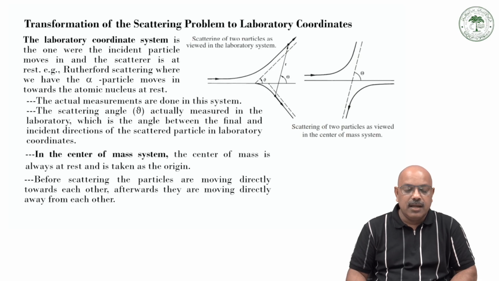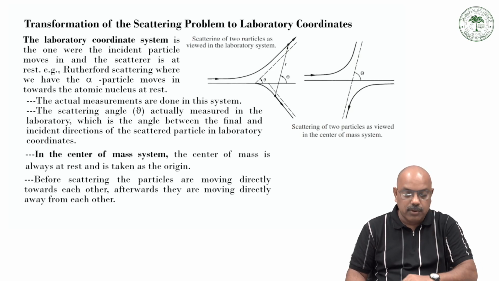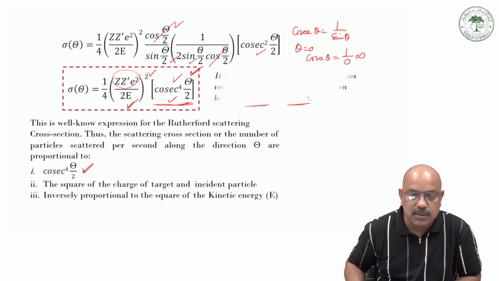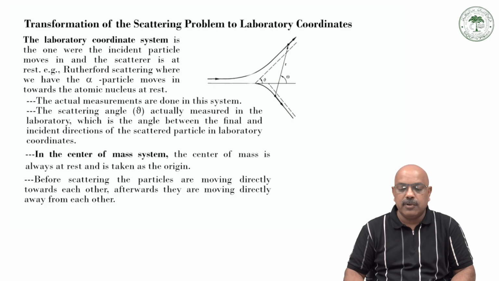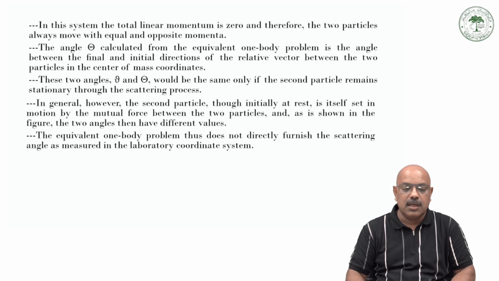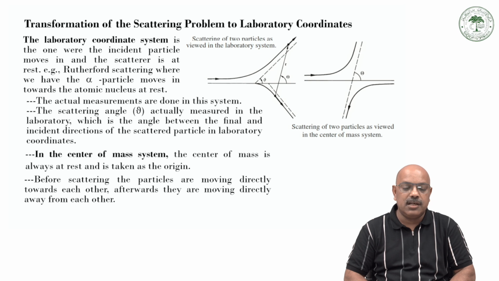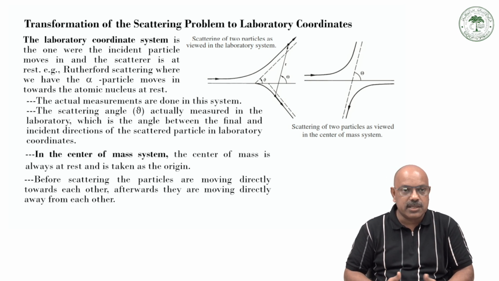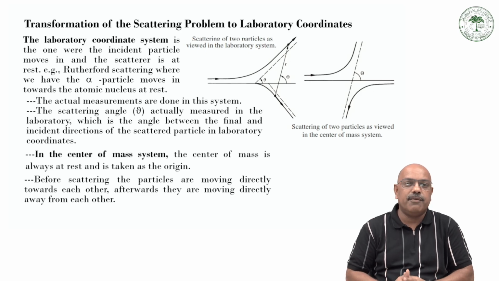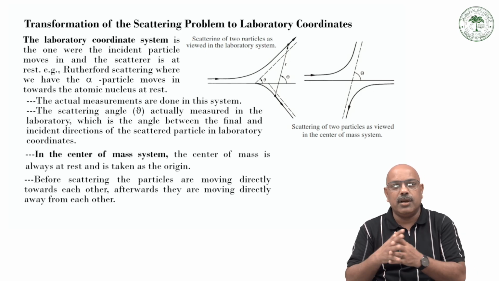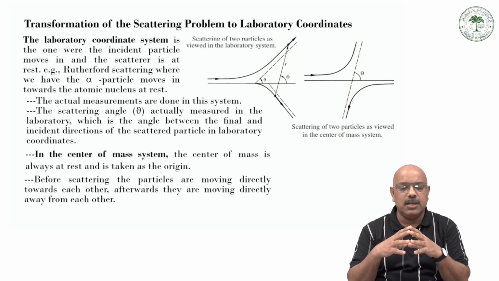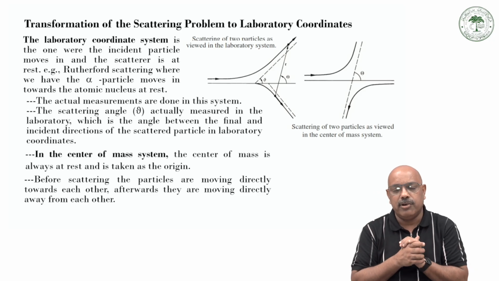Let me now discuss one more thing. Now we'll move to another important concept. We will discuss it a little bit in this class, and then in detail in the next class: the transformation of the scattering problem from laboratory coordinates to the center of mass. So we need to establish the relationship between the center of mass and the laboratory coordinates.